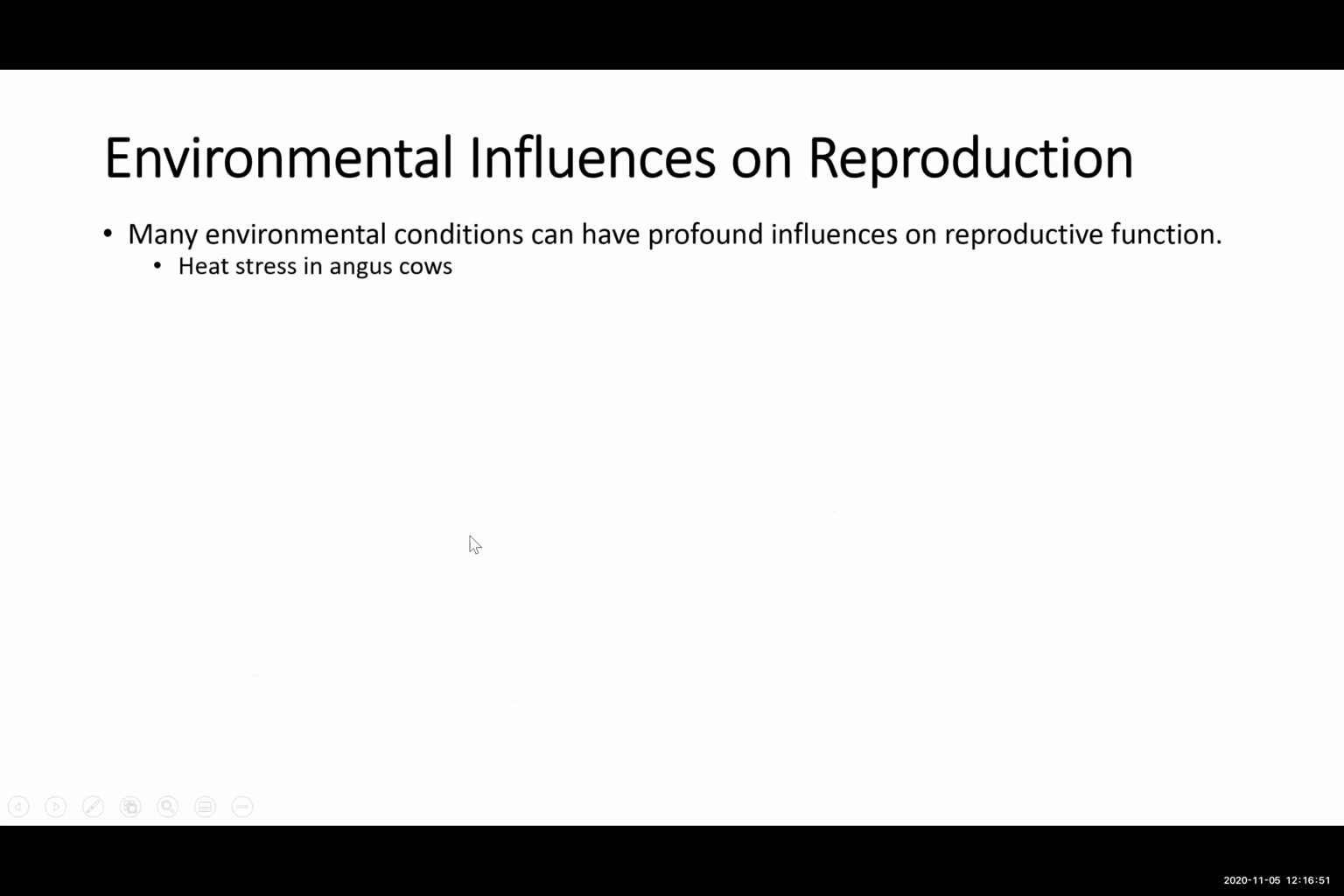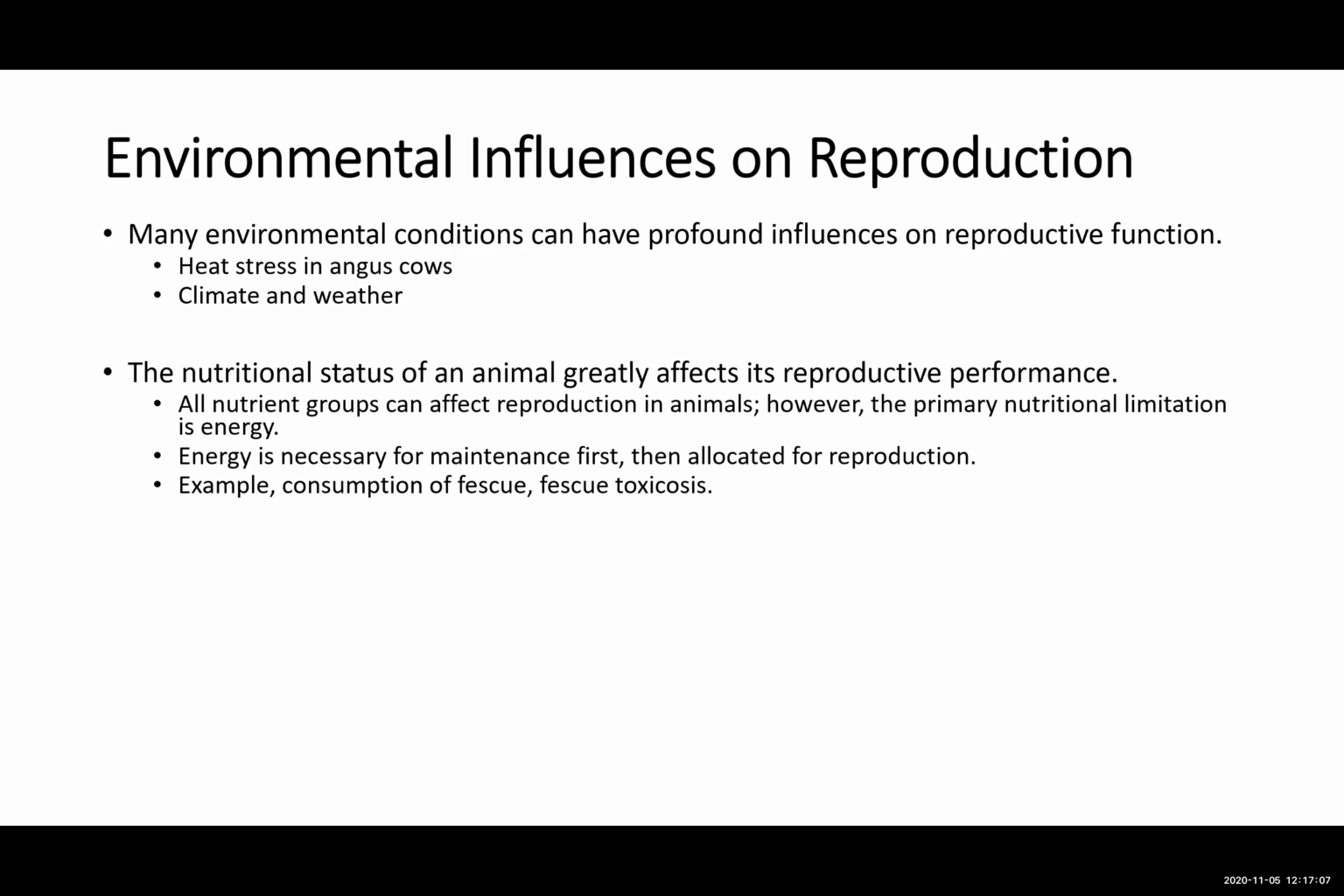We see this quite often with heat stress and Angus cows. We see it with climate and weather. If there's a really harsh winter, reproduction can be affected. If it's extremely hot, or extremely stressful, or if there's any natural disasters, reproduction can also be affected.